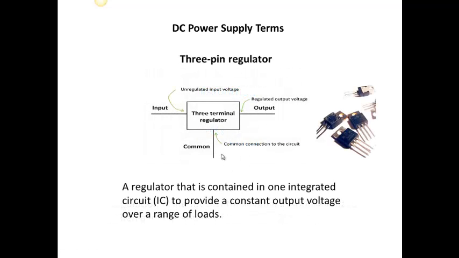A 3-pin regulator is used to regulate voltage. So we've got the input here, output here, and a common. So if we want a regulated output of say 5 volts, then we supply 8 volts or 9 volts here, and this regulator will make sure that the output here is 5 volts independent of what current it takes or what loading is put onto it.